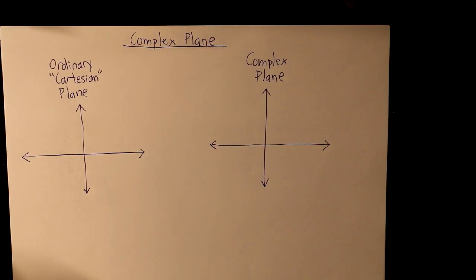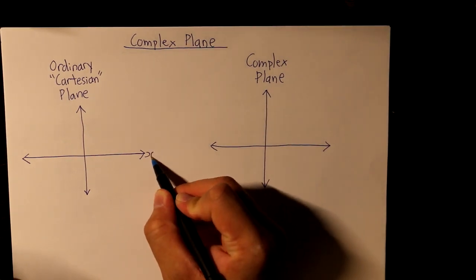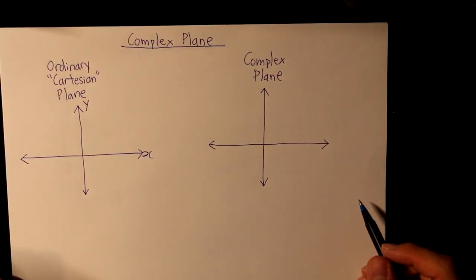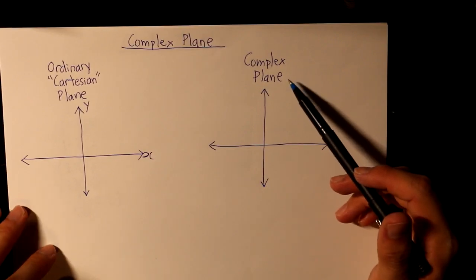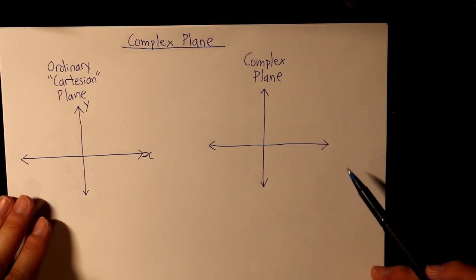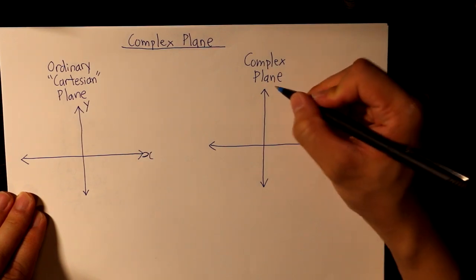Hello everybody. Today in this video we will be discussing the complex plane. Now if you've been in high school, then you probably know what the Cartesian plane is, which is simply the XY axis. And now let's introduce the complex plane, which is similar to the Cartesian plane, but the only difference is that the two axes represent the real axis and the imaginary axis.